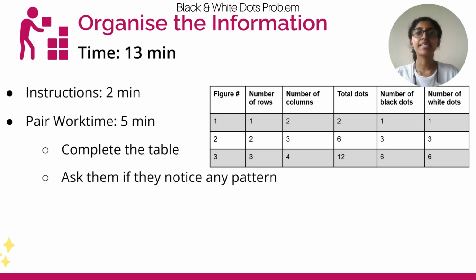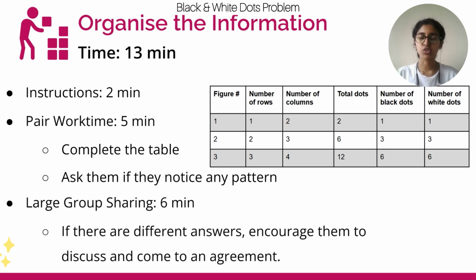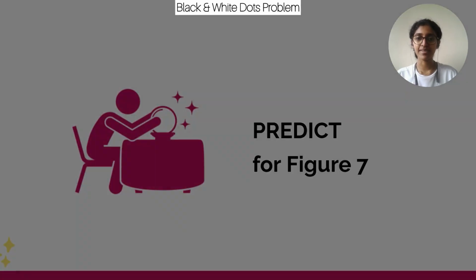And once the pair work time is done, we move into large group sharing where we ask the students if there are answers which are different from what is there on the board. And if there are different answers, encourage them to discuss with other friends and come to an agreement here. And once we have organized this information, we are moving on to predict for figure number 7.